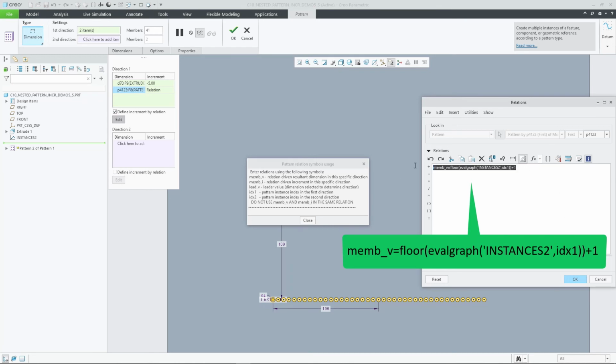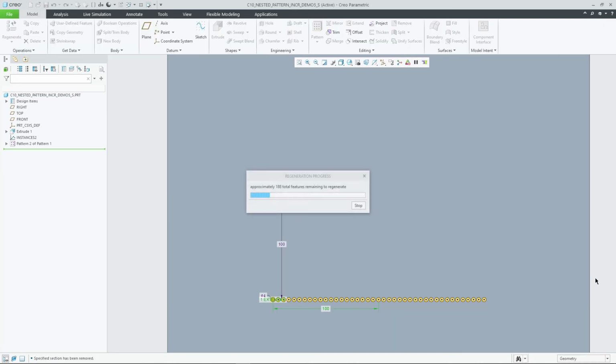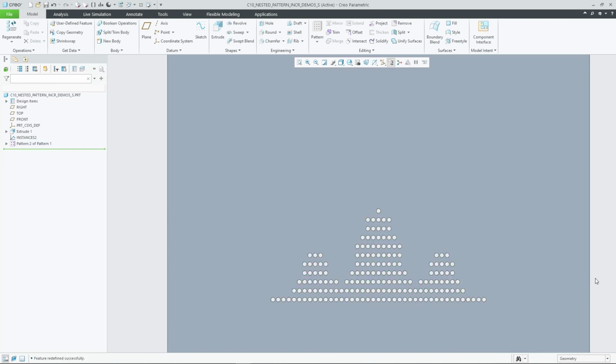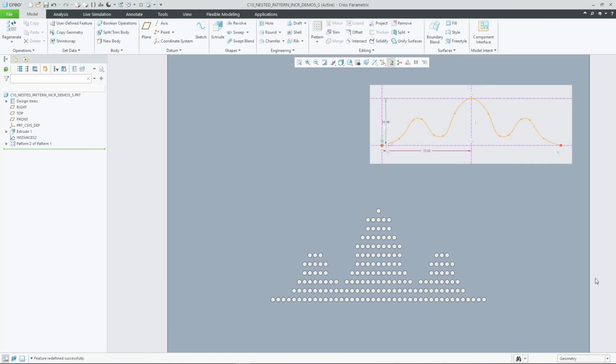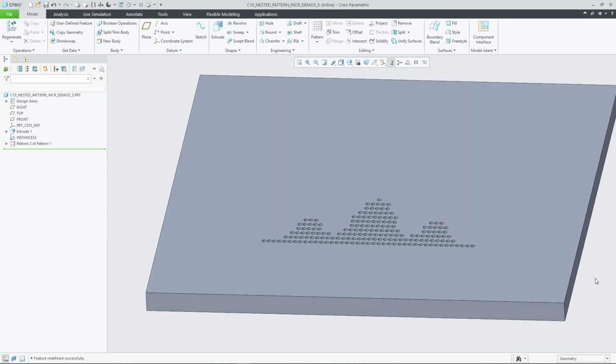Overall, this enhancement provides increased design productivity and usability for models that contain nested dimension and reference patterns. Previously, pattern of patterns with varying numbers of member instances required more complex or time-consuming pattern definitions or workarounds through table patterns.